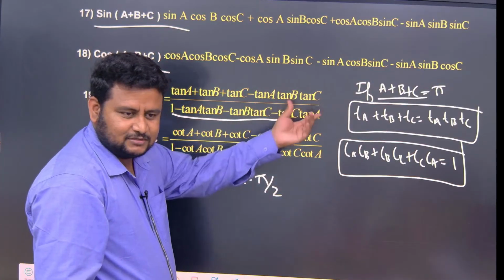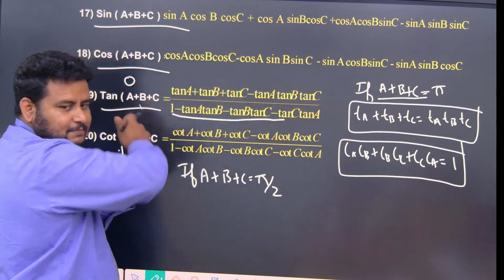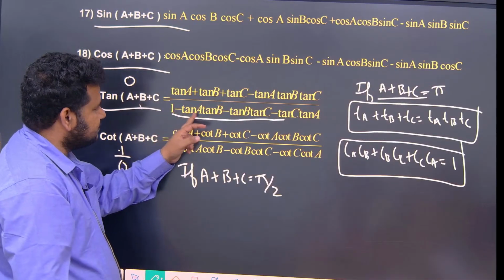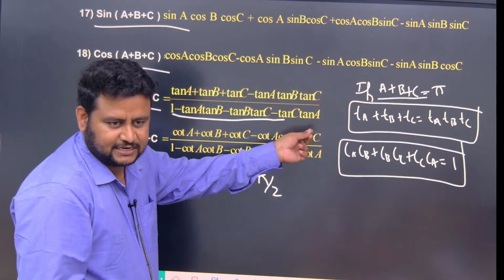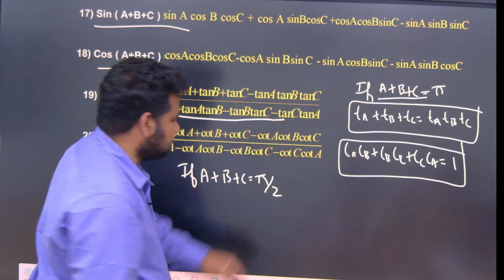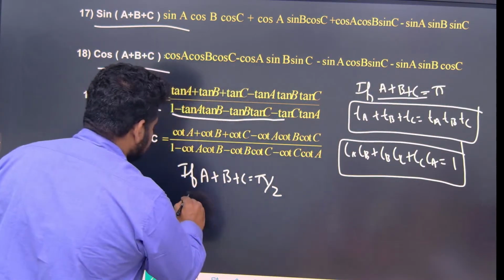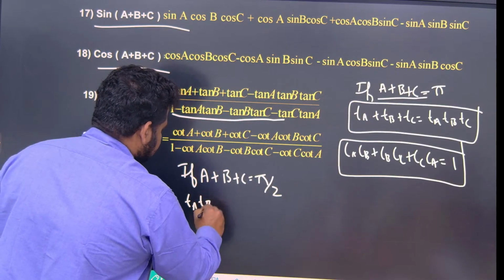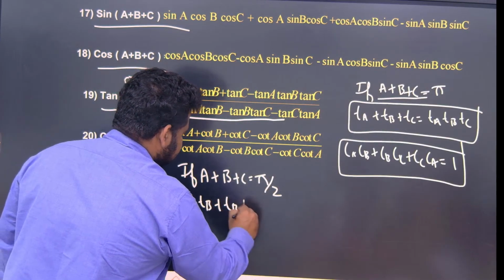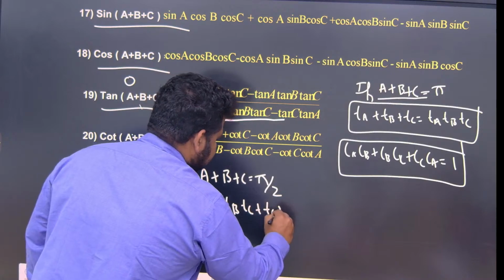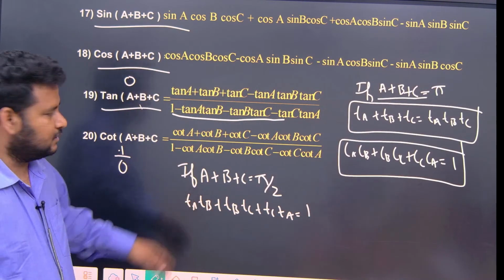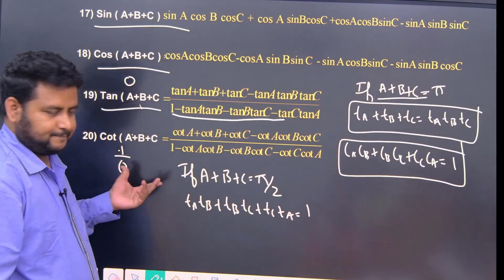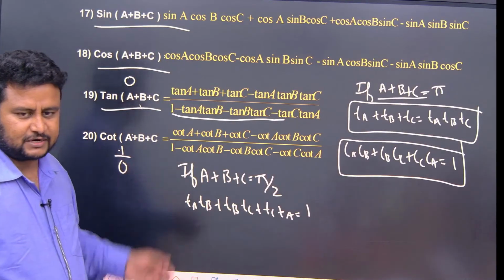This will become equal to 0, multiplied with 0. So we will have 1 minus tan A tan B minus tan B tan C minus tan C tan A is equal to 0. That is what I told. So if I send it that side, we will have tan A tan B plus tan B tan C plus tan C tan A is equal to 1. Clear?